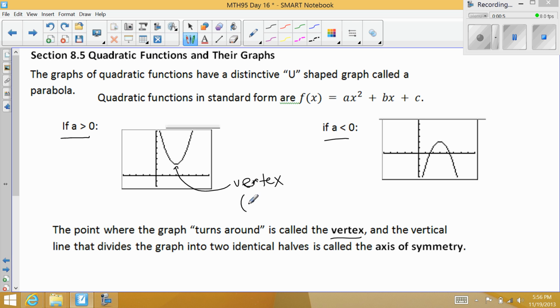And that is going to be a point, so it's going to have an x-coordinate and a y-coordinate, which we usually call h, k. And of course, this would be the vertex of that one. The vertical line that cuts the graph into two identical halves is called the axis of symmetry. It's a vertical line, so its equation is going to be x equals h, where h is the x-coordinate of the vertex. So the axis of symmetry is going to go right through the vertex.